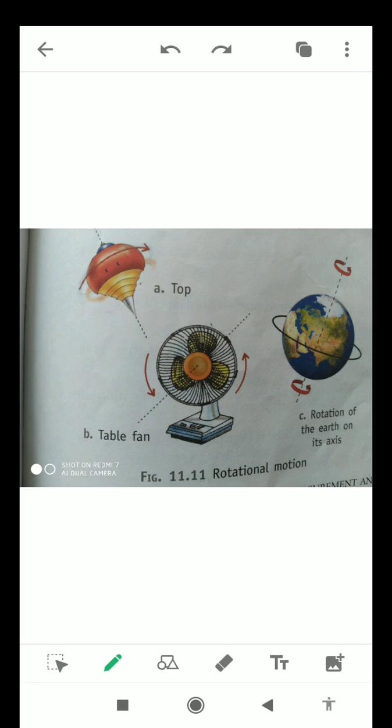Okay, students? So now, students, I hope that you will be able to tell about types of motion very easily, especially translatory motion, the types of translatory motion, the examples of translatory motion, rotational motion, the examples of rotational motion as well.